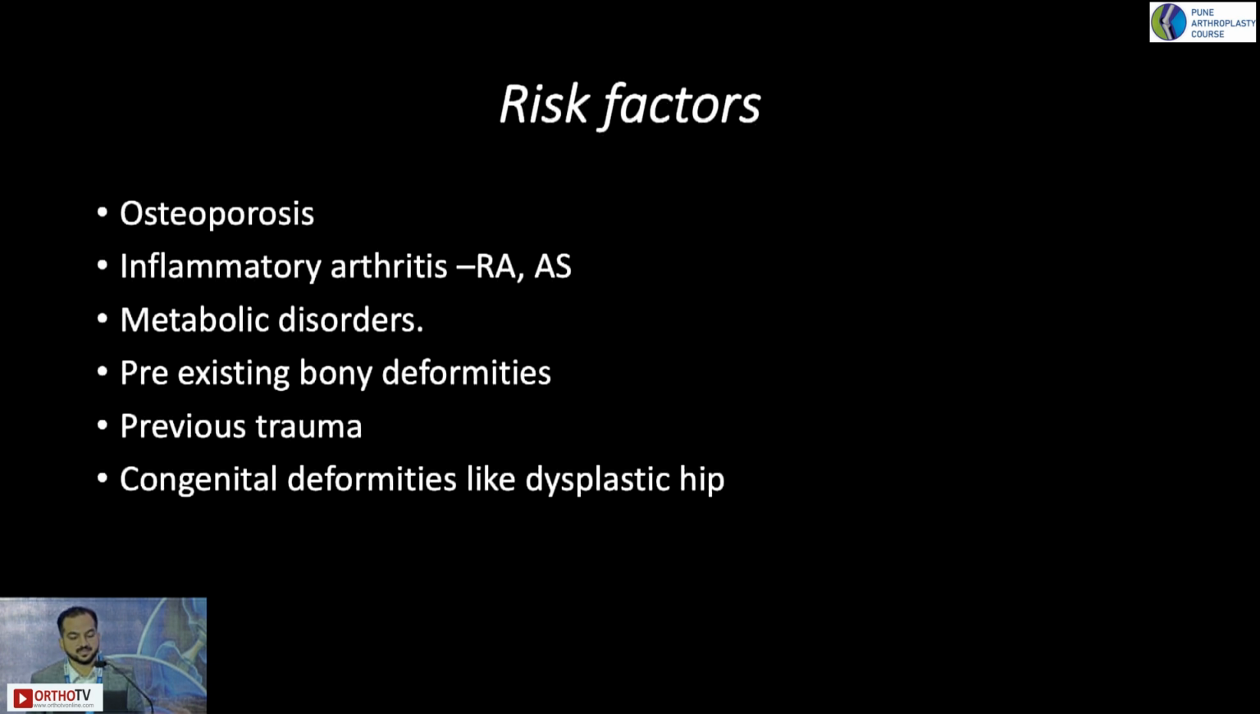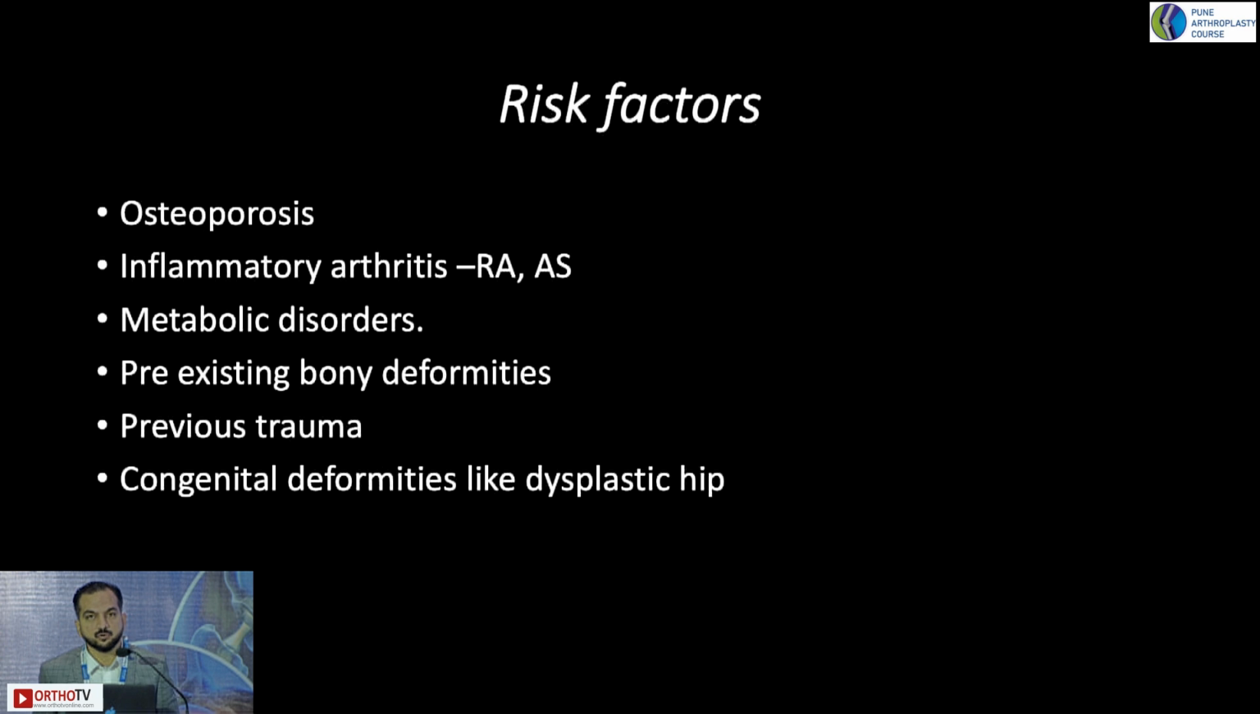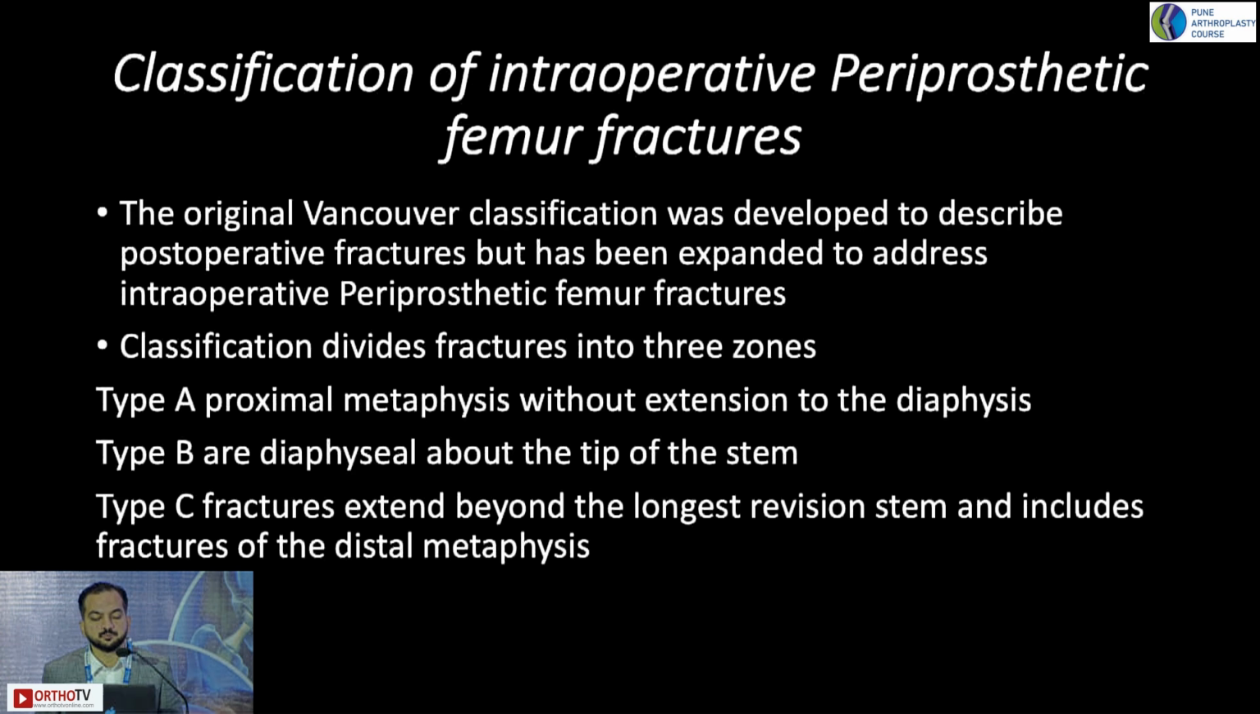So risk factors are osteoporosis, inflammatory arthritis, rheumatoid arthritis, ankylosing spondylitis, metabolic disorders, pre-existing bony deformities, previous trauma, and congenital deformities like dysplastic hip. The classification of intraoperative periprosthetic fracture is slightly different from the original Vancouver classification, which was developed to describe postoperative fractures, but the basics are the same.